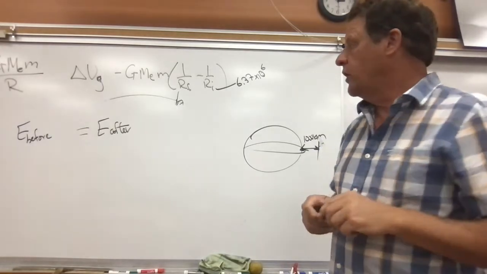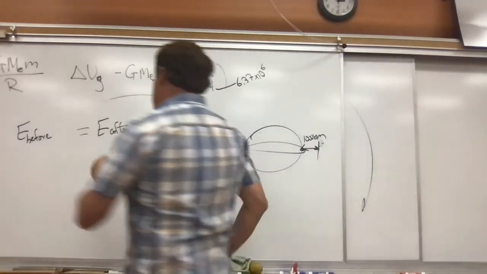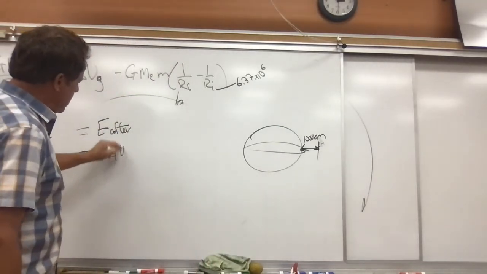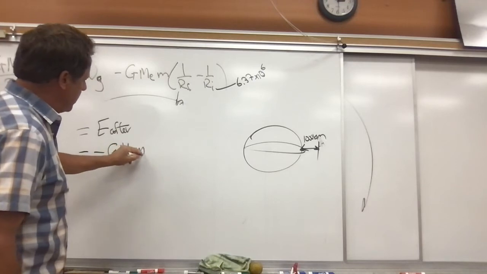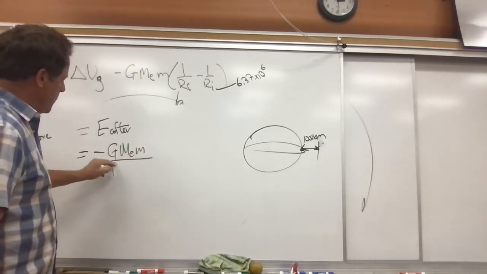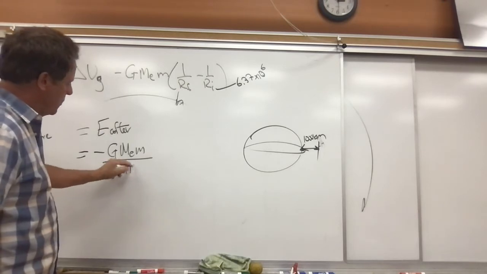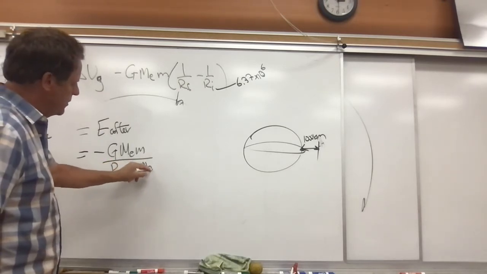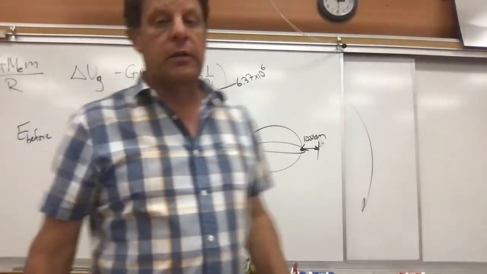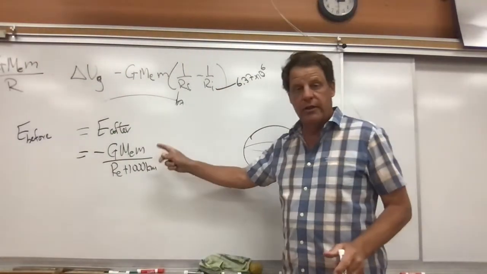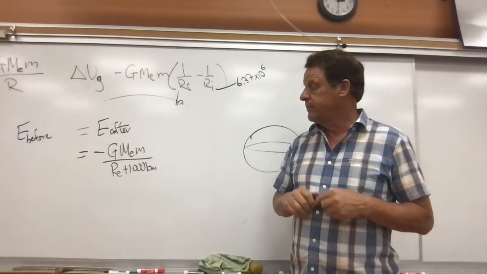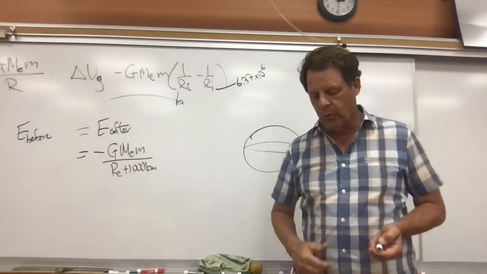Okay, so our energy afterwards is going to be negative G, mass of the Earth times the mass of the satellite, divided by the radius of the Earth plus 1,000 kilometers. From what we talked about, that's the energy of an object in orbit. Okay, now what do we have before?